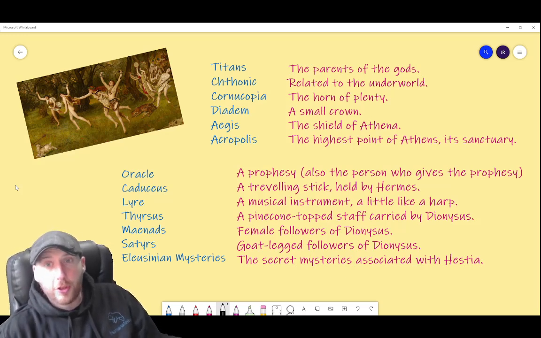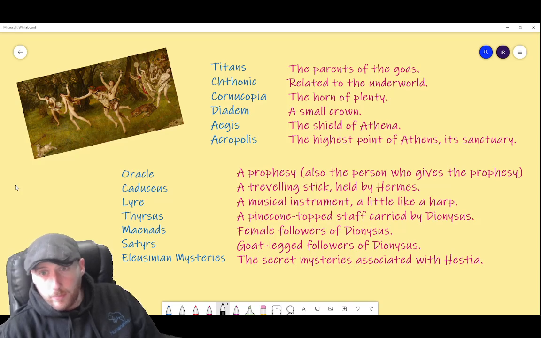Our next word is chthonic, which is related to the underworld. So we talk about Hades as a chthonic god, for he is a god of the underworld. Persephone, his wife, is chthonic. She is the goddess of the underworld. Our next word is cornucopia. That's the horn of plenty, and that's often seen with Hades, that chthonic god.